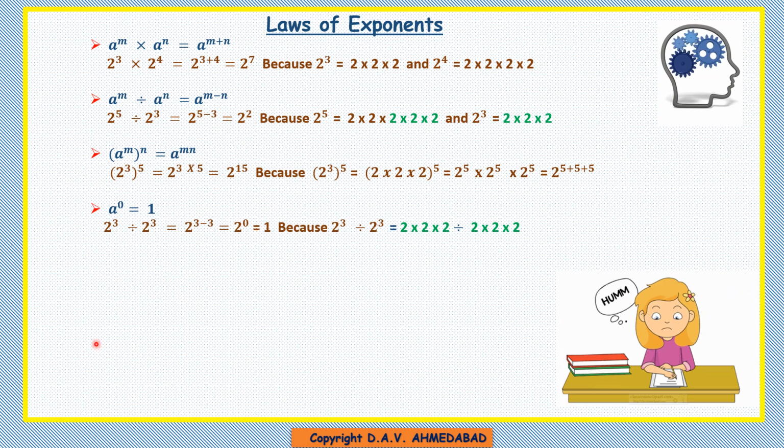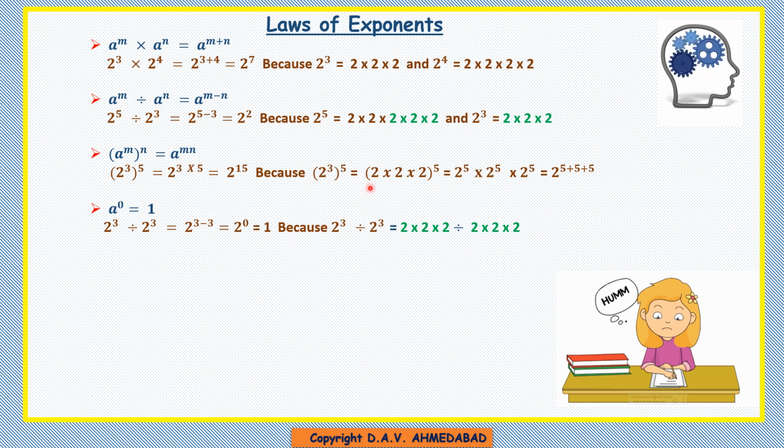Next is a^0 equals 1. Children, when a^0 we will have, if we are having same number divided by same number. Say we are having 2 cube divided by 2 cube. So we will have 2^(3-3). So 2^0, which is 1.